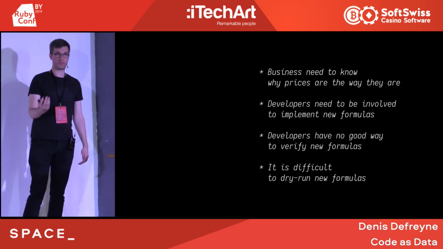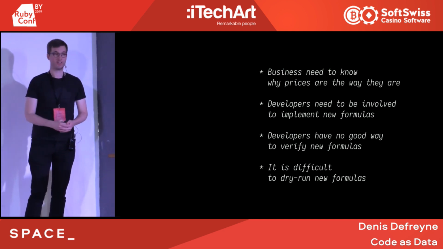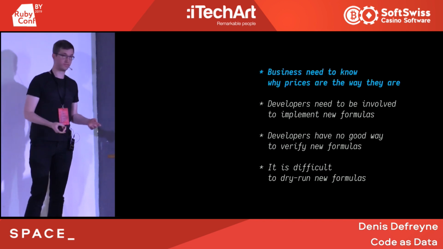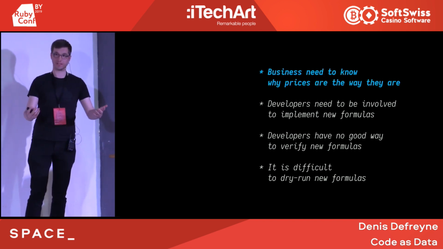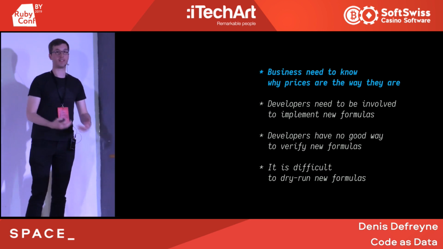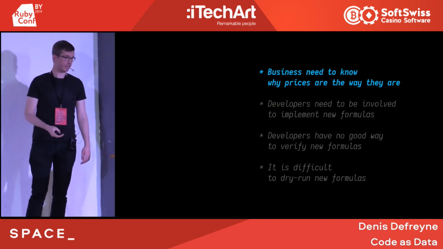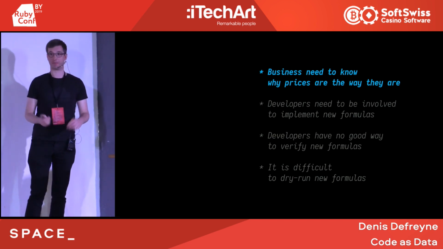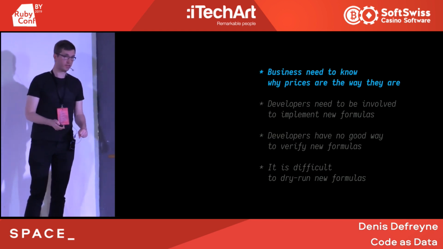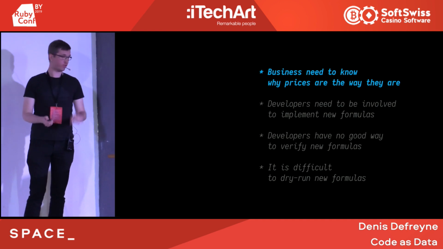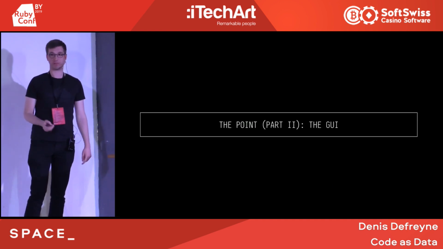So one of the first issues that we had is that the business needs to know why prices are the way they are. Now that is solved because we can generate a breakdown which business people can look at and understand. But the 3 remaining ones are still pending. That is because I still have some tricks up my sleeve.